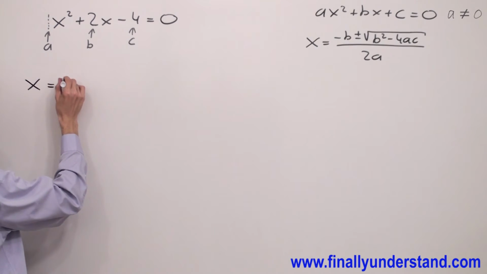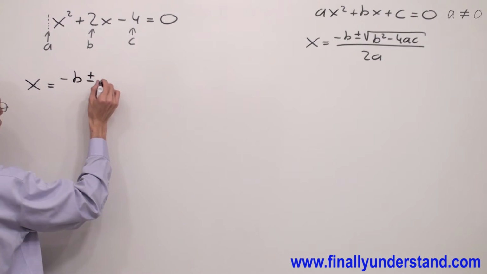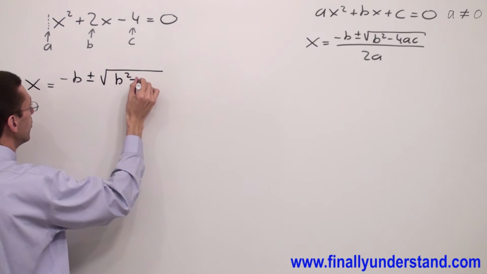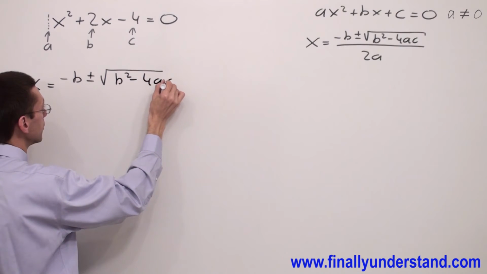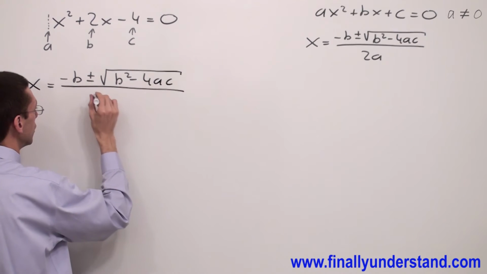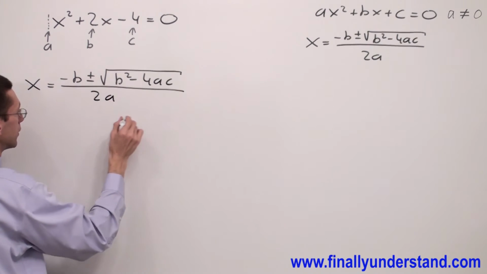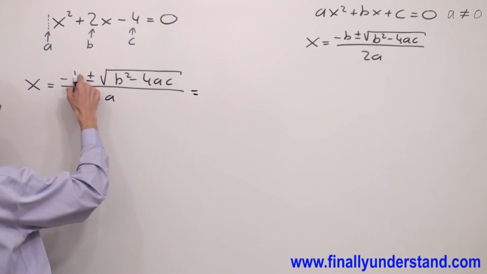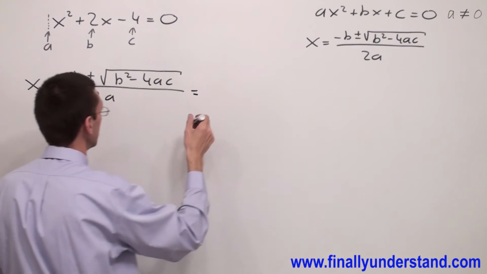X is equal to minus B plus minus the square root of B squared minus 4AC over 2A. Okay? Next, instead of letters, you're supposed to plug in numbers.